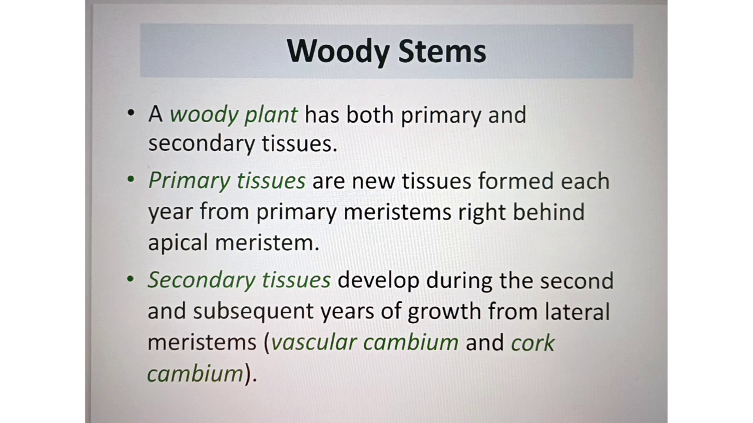Next, moving on to woody stems. As we all know, a woody plant has both primary and secondary tissues. Primary tissues are new tissues formed each year from primary meristems right behind the apical meristem, while secondary tissues develop during the second and subsequent years of growth from lateral meristems, for example, vascular cambium and cork cambium.